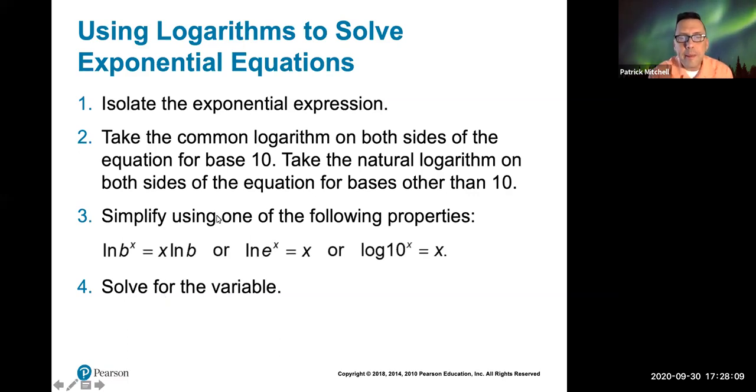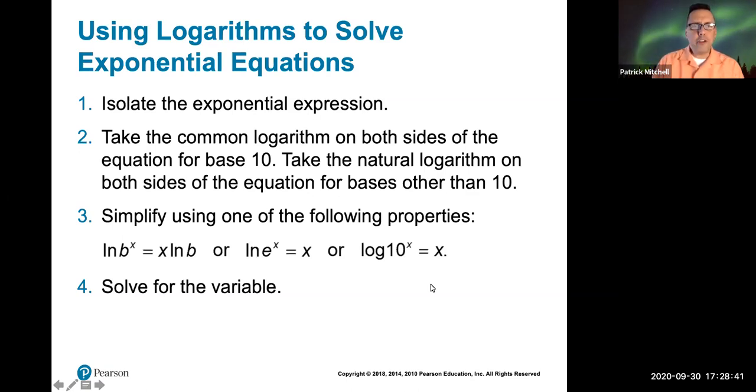All right, and then simplify using one of the following properties. Remember my favorite logarithmic property, the power rule, says natural log of b to the x equals x times natural log b. You also have the inverse properties, which say that natural log of e to the x equals x, or log of 10 to the x equals x.